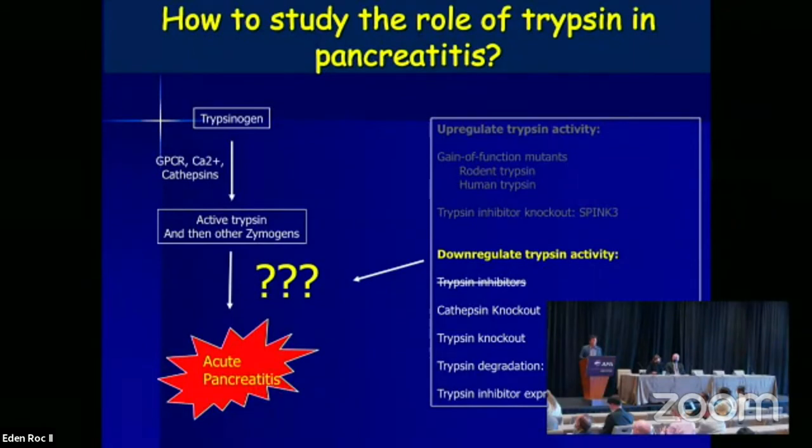Another way to study trypsin is to downregulate trypsin activity. You can use a trypsin inhibitor, but as I said, it's not specific for basic mechanism study. You can delete cathepsin B, which is involved in trypsin activation, or you can directly knock out trypsin like Dr. Ishii did. You can also increase the expression of CTRC. Nicholas did some of this, comparing CTRC positive and negative. You can also increase expression of SPINK3. That's what Roger Little did. Due to the time limit, I will just go over some of them briefly.